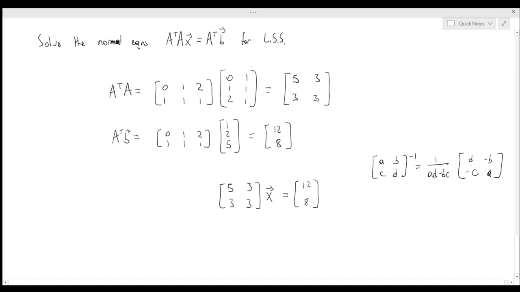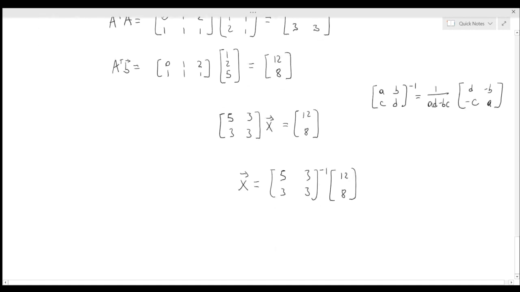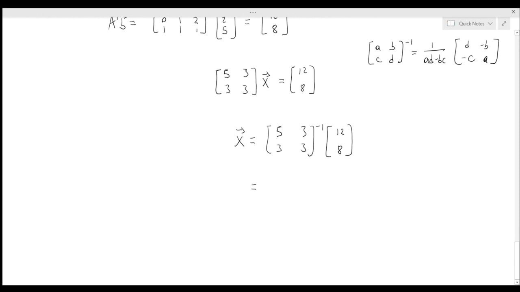If we multiply both sides on the left by the inverse, then we would ultimately get x is the inverse of 5, 3, 3, 3 times 12, 8. Using the formula, the inverse is 1 over AD minus BC. So 15 minus 9 will be 6. And then it's going to be D, A, negative B, negative C.